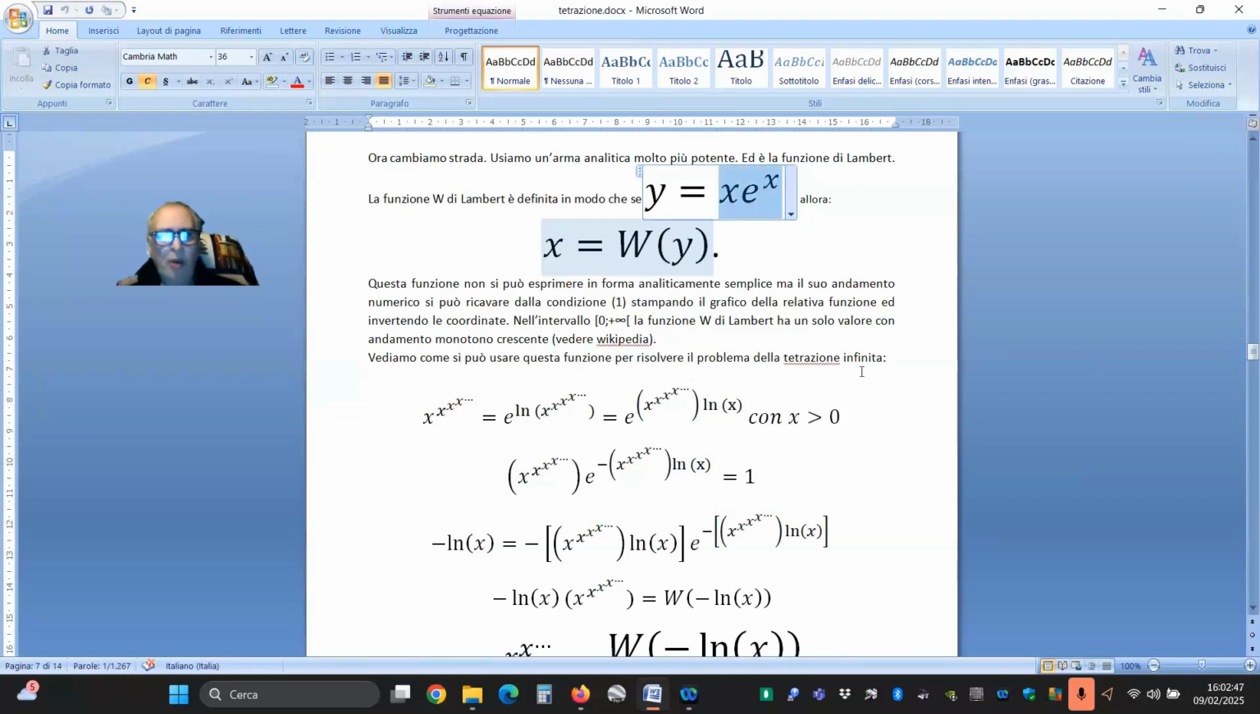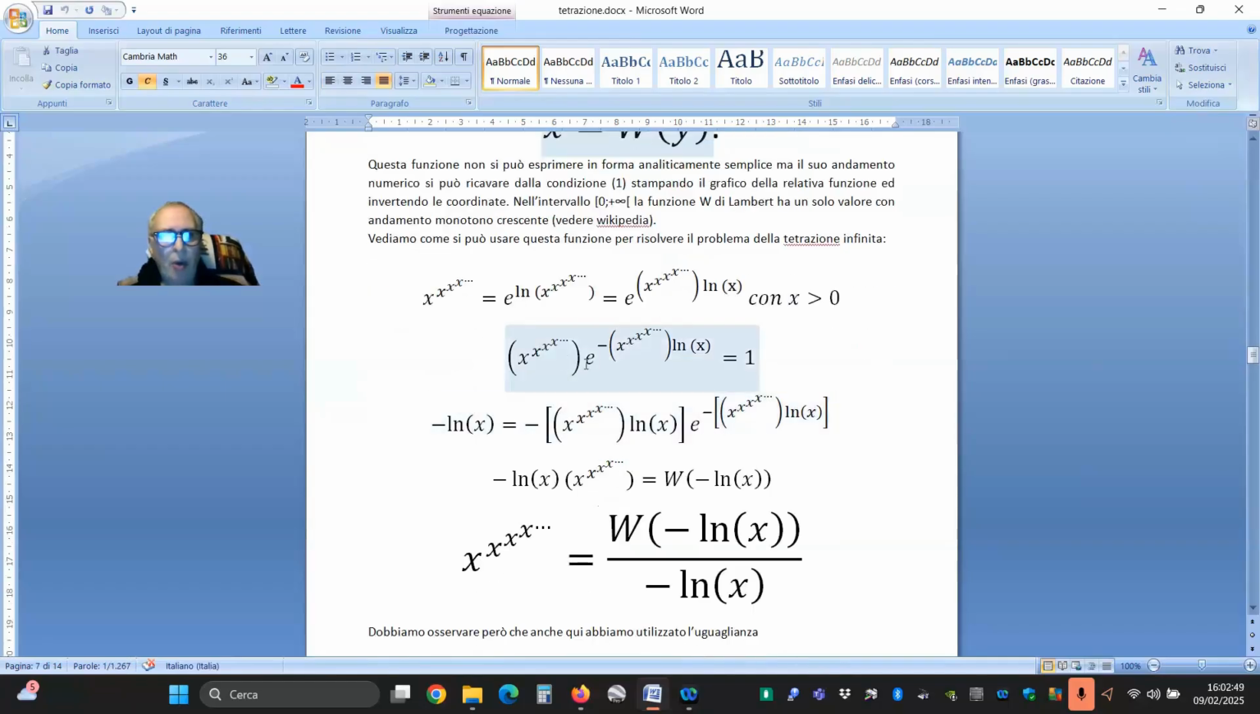Now, what is the problem? How do you use the Lambert function? We must obtain an expression on one side of the equation where we have x, or actually a function of x, times e raised to the same function. So we need to obtain this form.